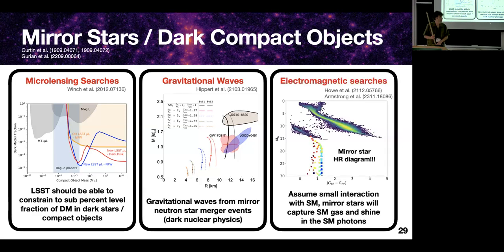But also what's really fun is that if you assume some small mixing or interaction with the standard model, if you form mirror stars, they'll be able to vacuum up the intergalactic medium as they pass through, capture it in the middle and shine back in standard model photons. So you can literally draw an HR diagram. Here's the classic main sequence, and mirror stars will be shining in this completely independent region, which is possible to look for.